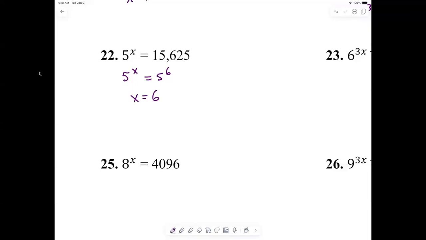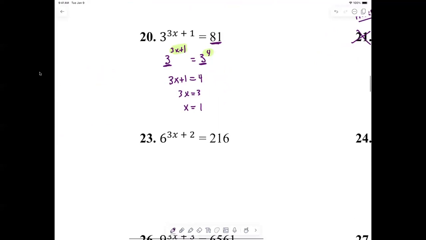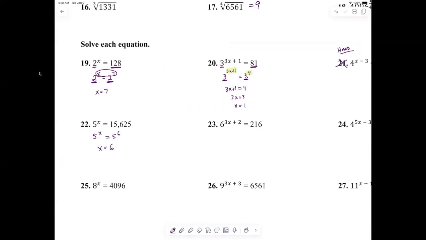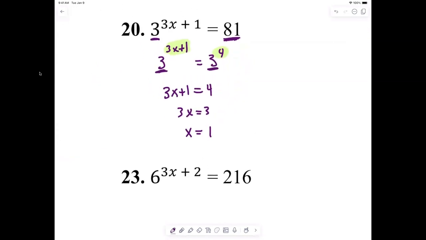Leah, what? I don't know what you mean. You're trying to figure out 3 to what power is 81? But for 22, you've got to plug in a bunch of numbers, you do the same. Yeah, that's exactly right. I don't know. You mean the 3x plus 1? Look right here, girl. Look up on the board. You write 3 to the 3x plus 1 equals 3 to the fourth. Do you hear me?